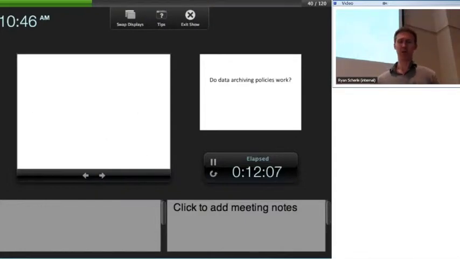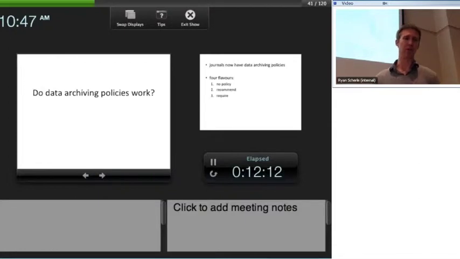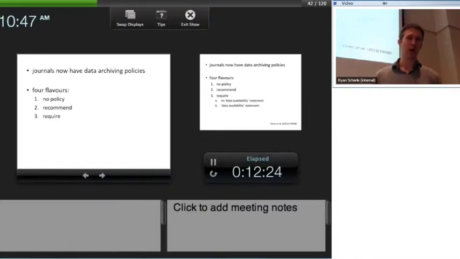So now I'm going to skip back in time to an earlier study we did where we looked at whether data archiving policies actually work. Say your journal saw the previous paper and thought, okay, let's bring in a data archiving policy. What flavor of policy works? And so there are four flavors.